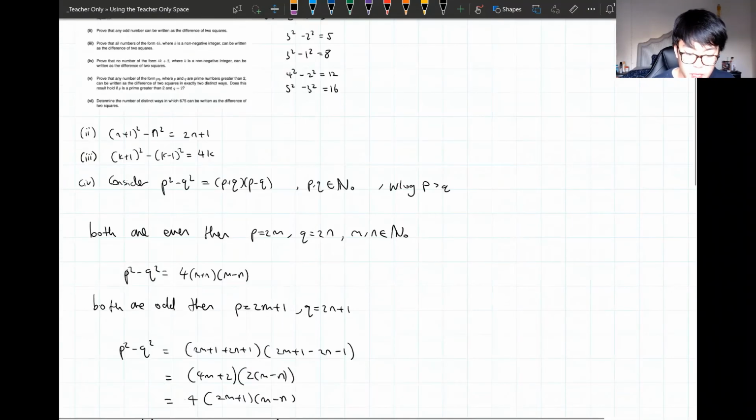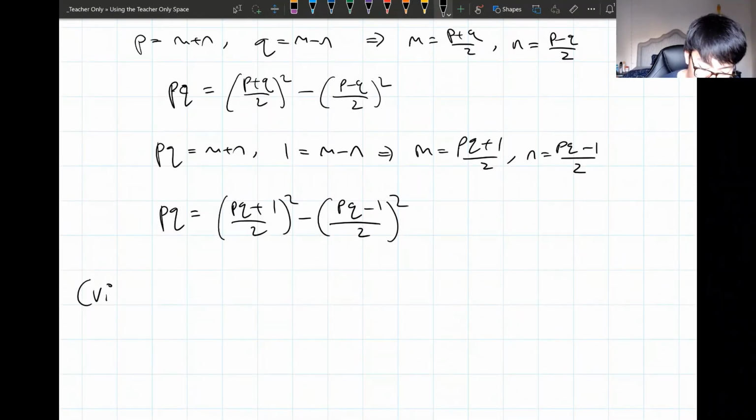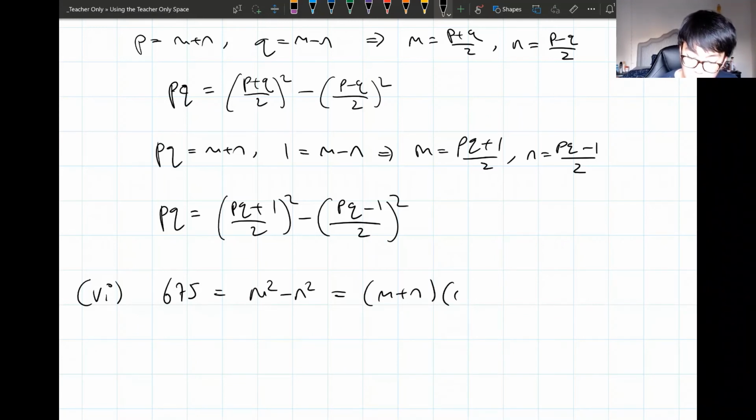The final part applies the technique we did for part 5, now for a more general number. 675 is equal to some m squared minus n squared, so this is m plus n times m minus n. Now we just need to think about how many distinct ways, without change of permutations, can we express 675 as a product of two numbers.